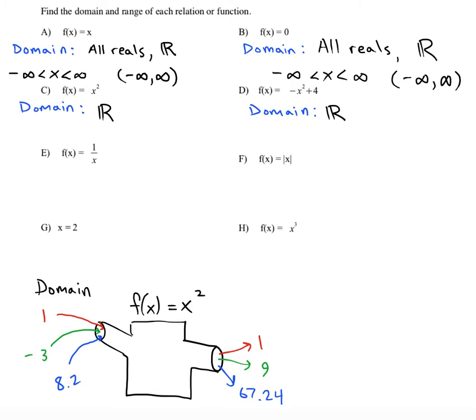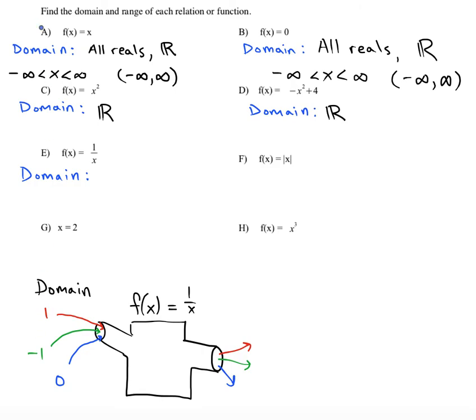What about for 1 over x, though? Is there a number that we can't plug in? It turns out you can plug in almost anything. But there is one number that we can't plug in. We could try it on a calculator. We could try 1, negative 1, and 0.